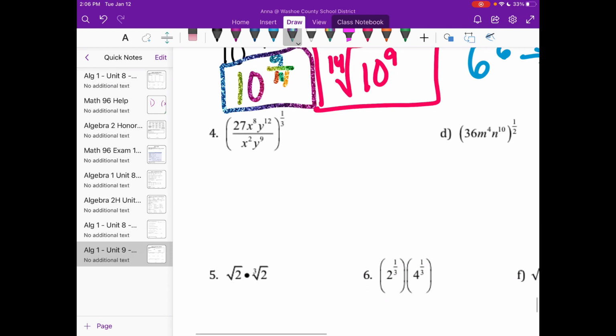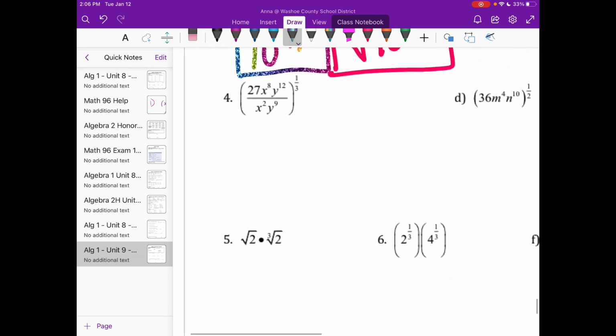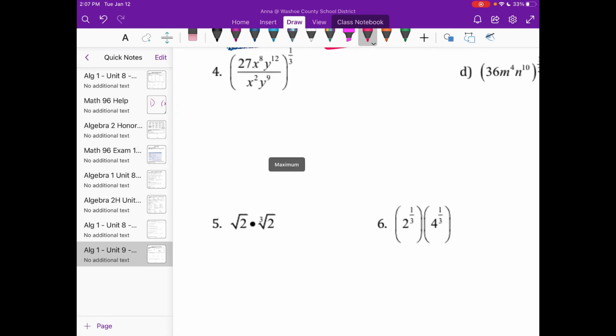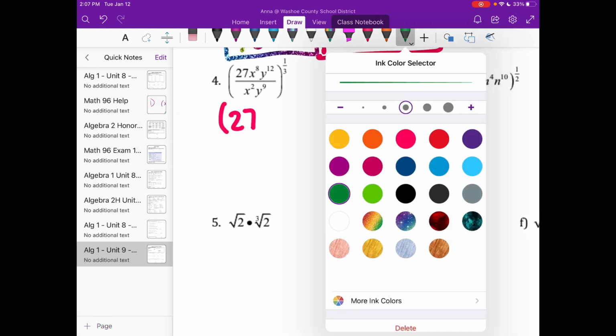All right. Number 4, we are going to do together. When I have something like this, I definitely look inside and go, okay, can I do anything at all to make this fraction a little bit better? So when I look at number 4, I've got my 27 on top, but I have no more numbers. So I'm going to go ahead and write 27 because I'm not going to do anything with the 27.